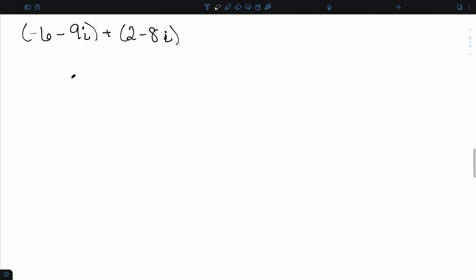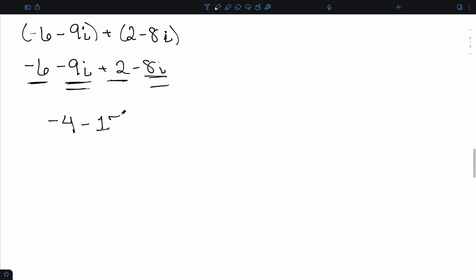We can do operations with these complex numbers as well. We just treat them just like polynomials. So in this case, since I'm adding, I could rewrite this as -6 minus 9i plus 2 minus 8i. -6 plus 2 is -4. And then the i's, I have -9i minus 8i. -9 minus 8 is -17i. So this would be -4 minus 17i.